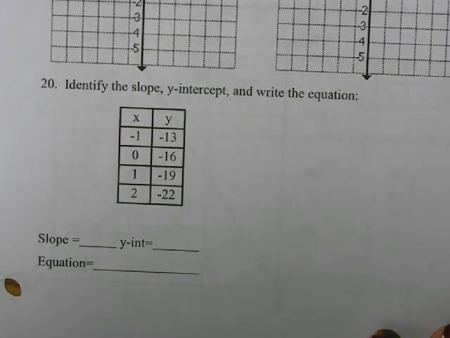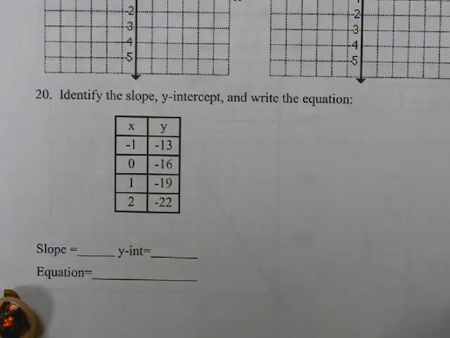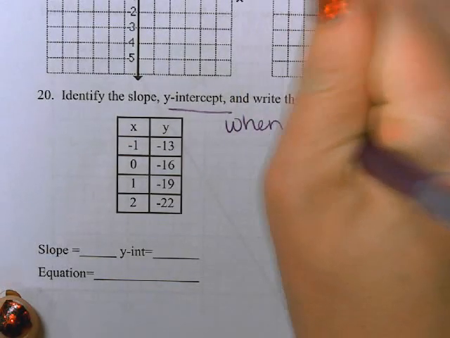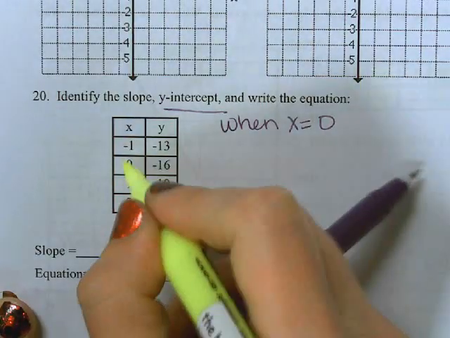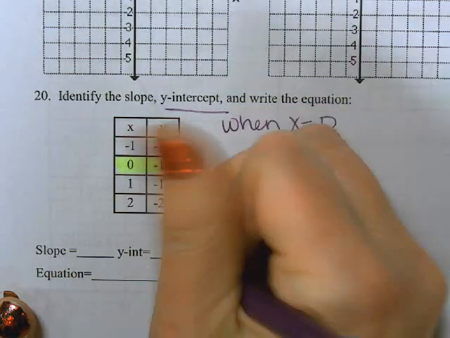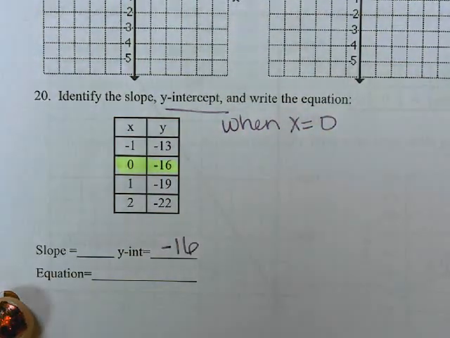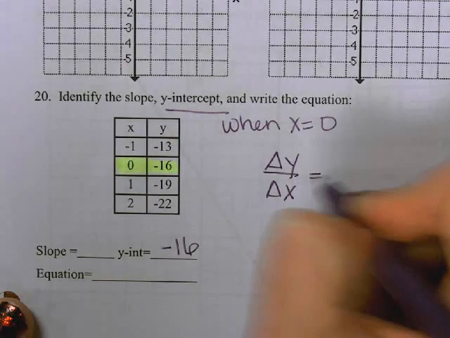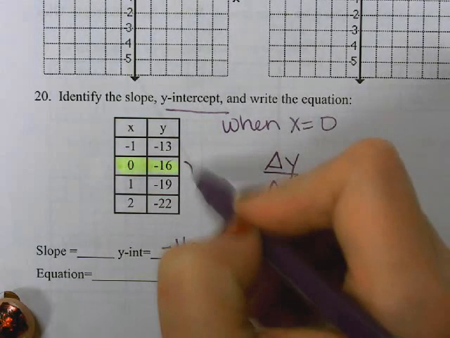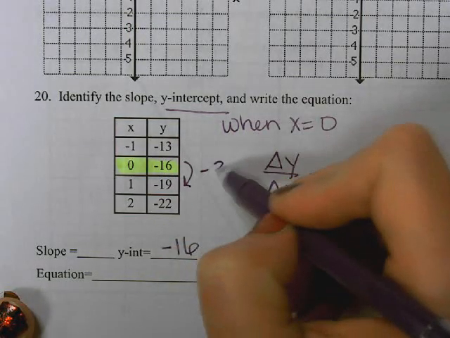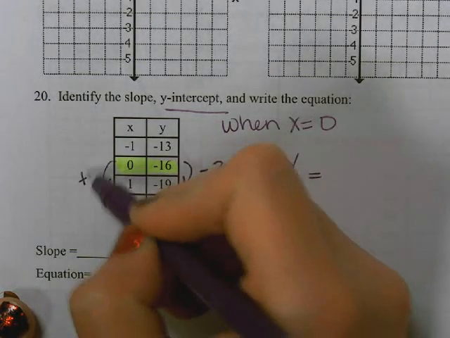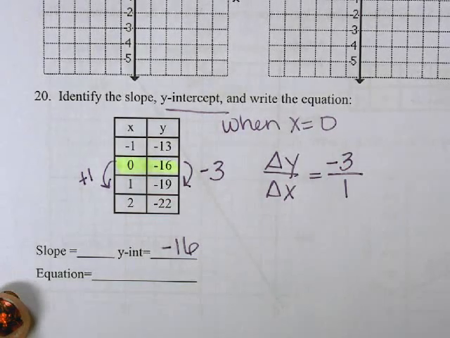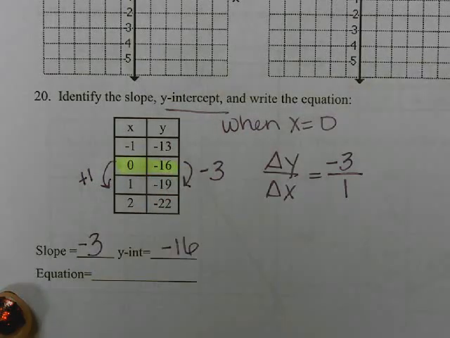Alright, number 20, it says find the slope, y-intercept, and write the equation. Alright, so remember y-intercept is when x is 0. So where's the y-intercept? Right here. Okay, so the y-intercept is negative 16. And then it says find the slope. So remember, slope is change in y over change in x. So we've got to find how much does the y change. It goes down 3. How much does the x change? Goes up 1. So change in y is negative 3. Change in x is 1. So my slope is negative 3.